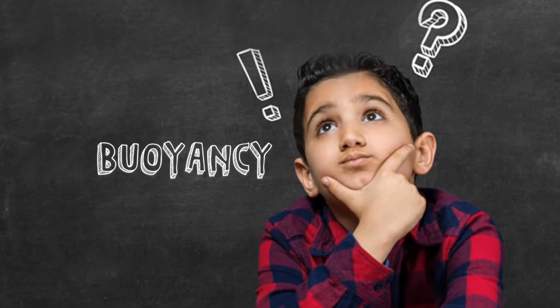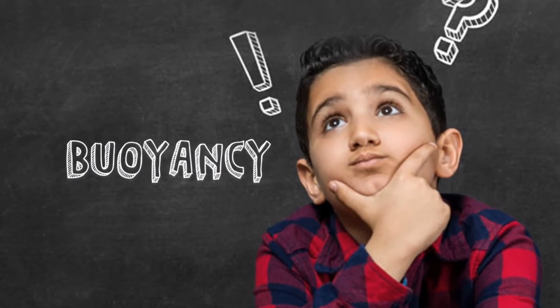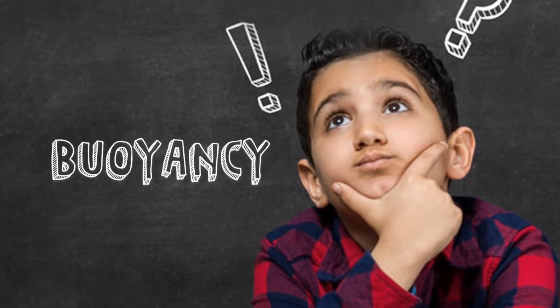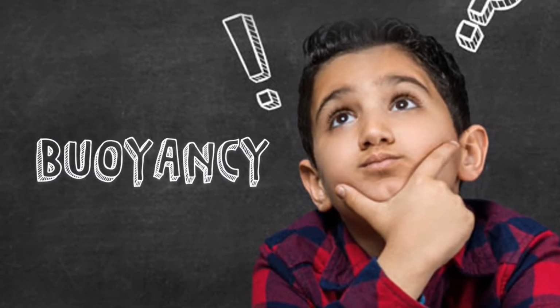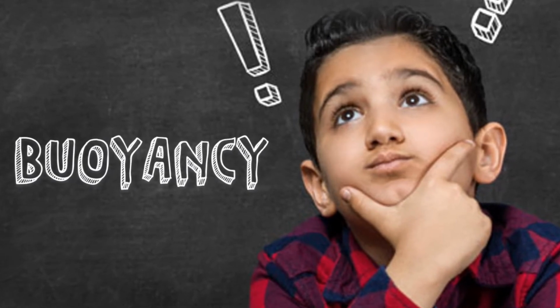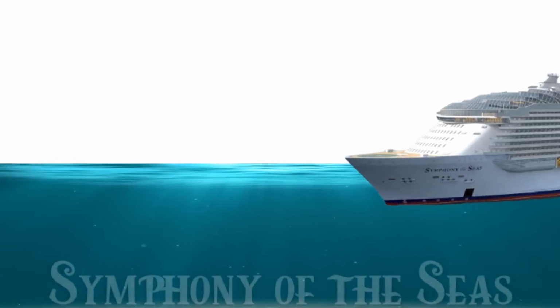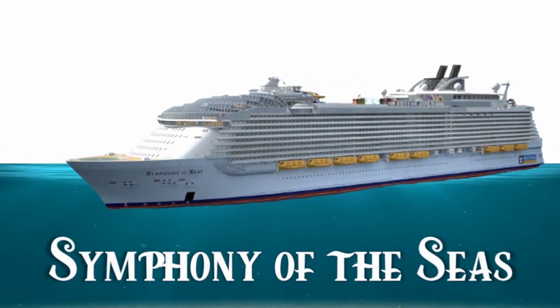So let's think bigger in terms of buoyancy. What about a cruise ship? These large behemoths of boats are mini cities on the sea, so how are they able to float? The Royal Caribbean's Symphony of the Seas is currently the world's largest cruise ship.